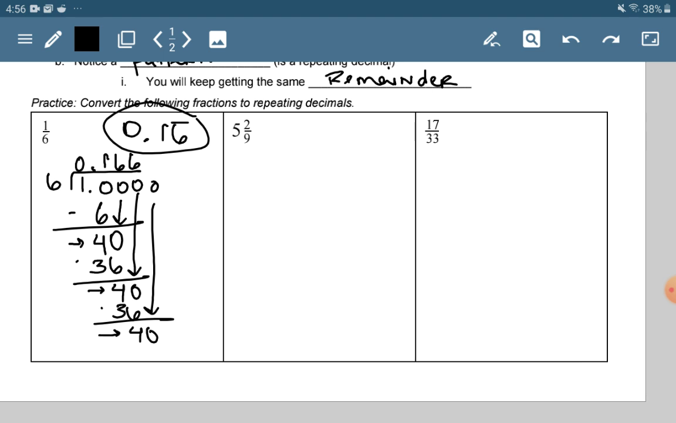For my next problem, I have 5 2/9. This is a mixed number, so the first thing I'm going to do is write it as an improper fraction. That's where I do bottom times the whole plus the top. 9 times 5 is 45, plus 2 is 47. I'm going to set up my long division. Top number on the inside, bottom number on the outside. I know my answer is going to be a decimal, so behind that 7, I'm going to put a decimal and a 0.